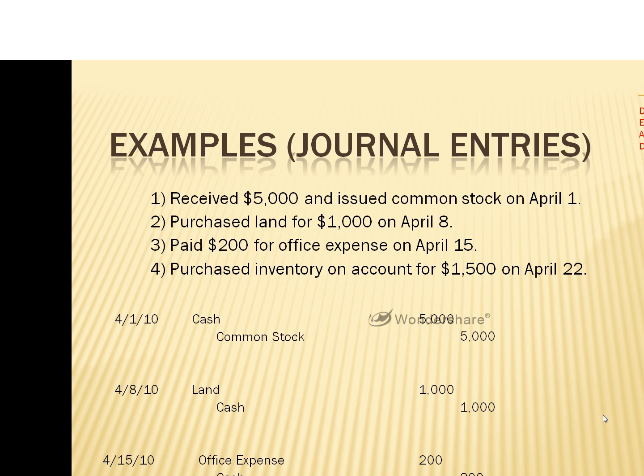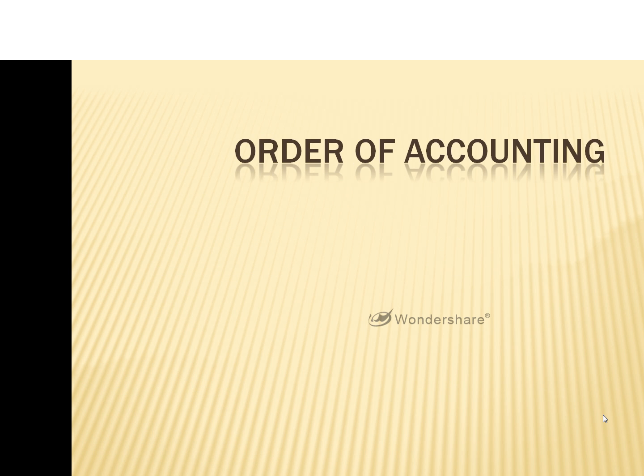Lastly, we purchased inventory on account on April 22nd. So we bring in our date, followed by inventory, which is our debit, because we are increasing how much inventory or how many assets we have. And then we credit accounts payable or our liability, and we know that that has a credit balance.